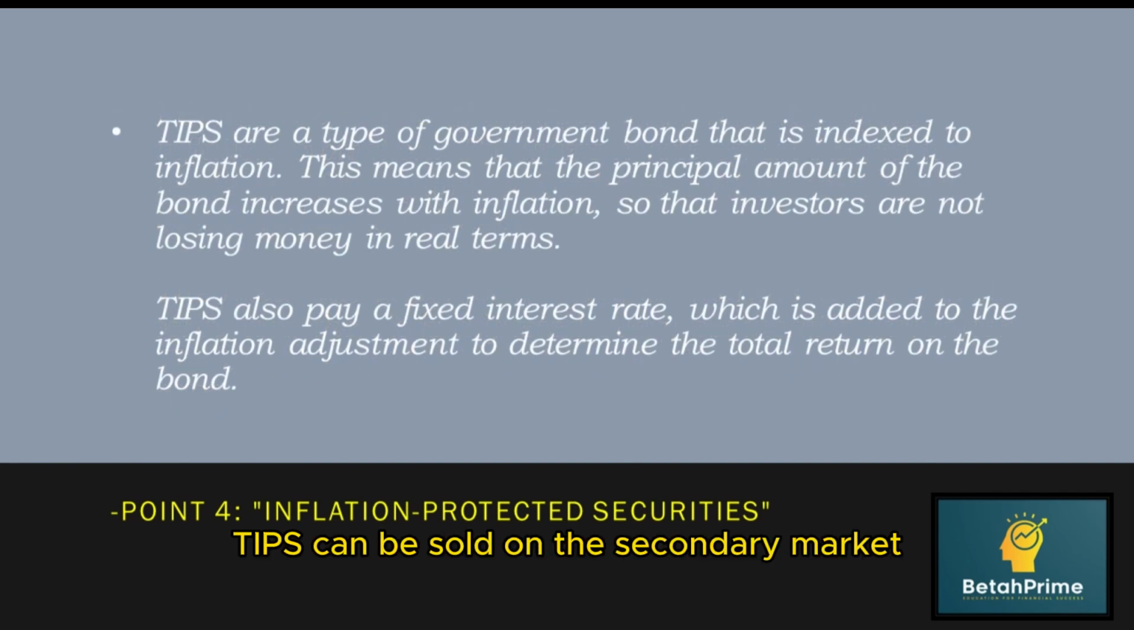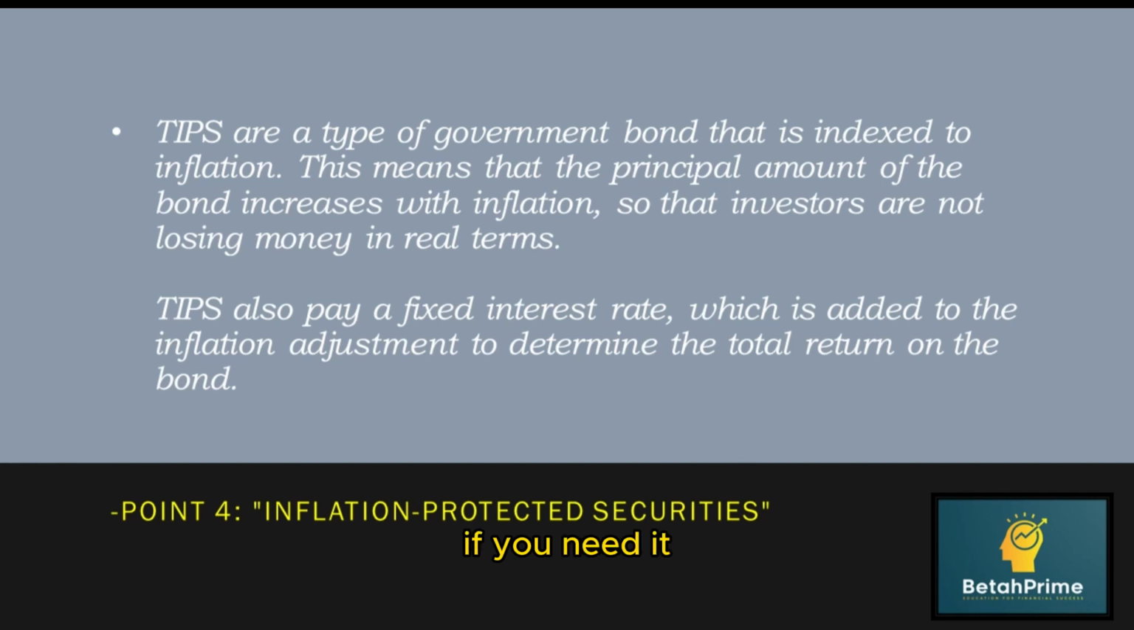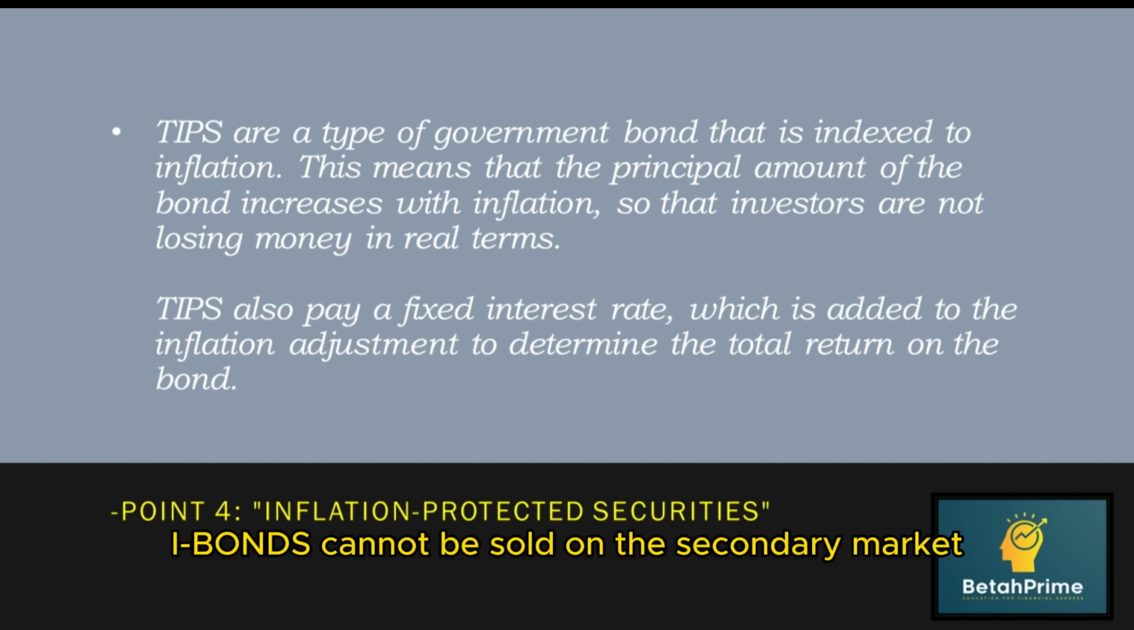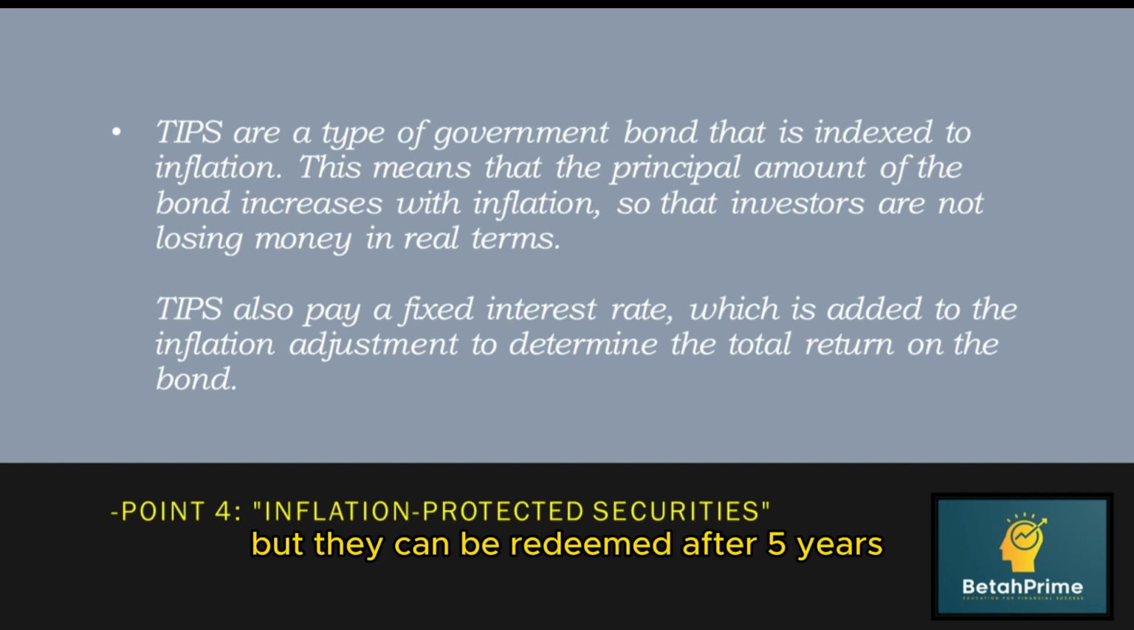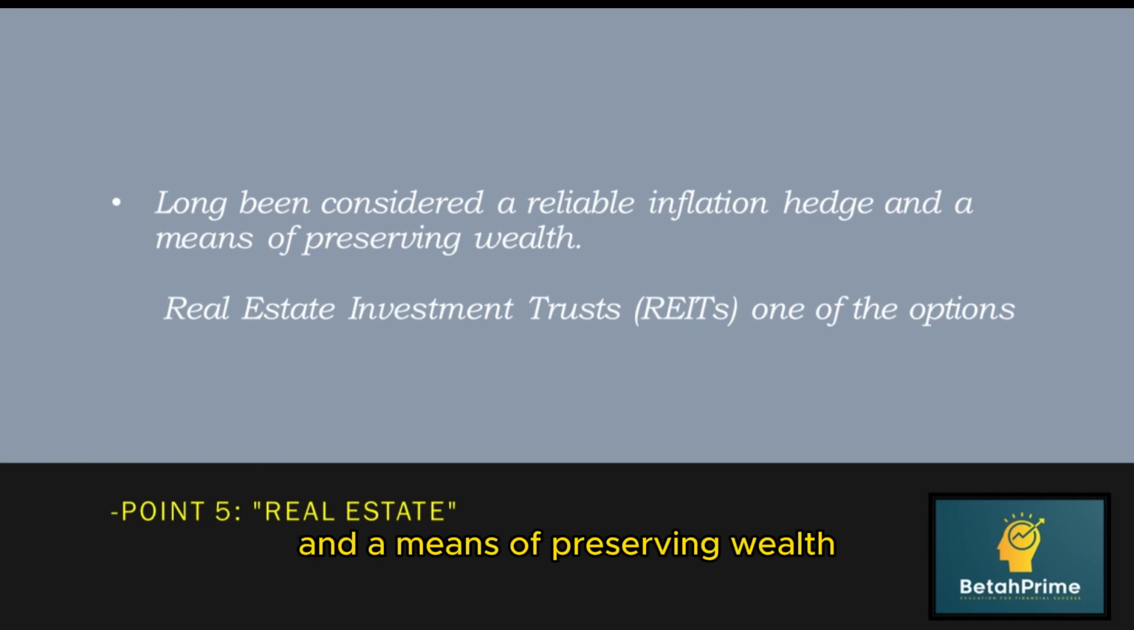Liquidity. TIPS can be sold on the secondary market, which means that you can access your money if you need it. I bonds cannot be sold on the secondary market, but they can be redeemed after 5 years. Real estate has long been considered a reliable inflation hedge and a means of preserving wealth.